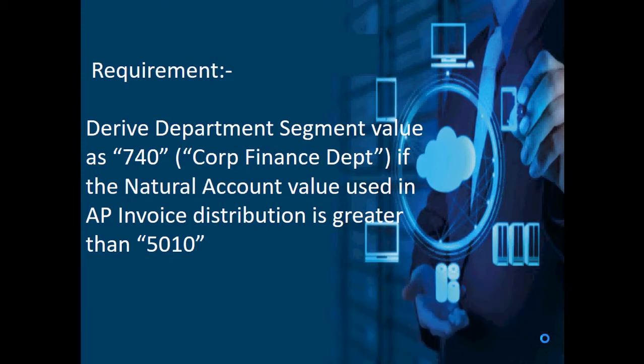That is, if I use a natural account value say 2010, then the cost center used in the particular AP invoice distribution will be considered by the system. But if I use a natural account value which is greater than 5010, say 6020, something like that, then for those invoice distribution lines the cost center will be defaulted to 740, and that's the requirement. Now we will see how we can meet this requirement by customizing the SLA rules.